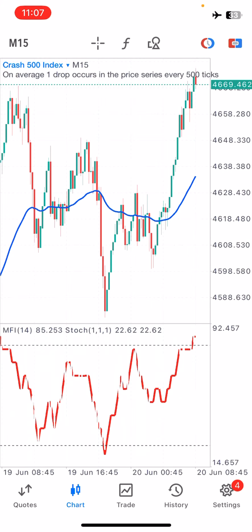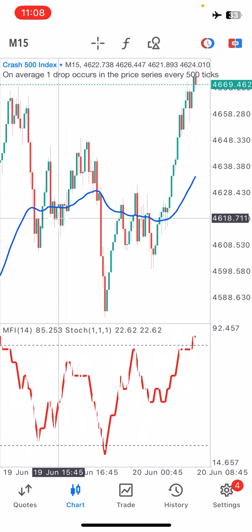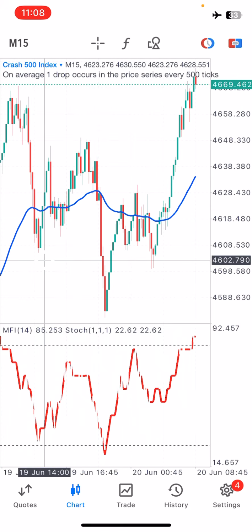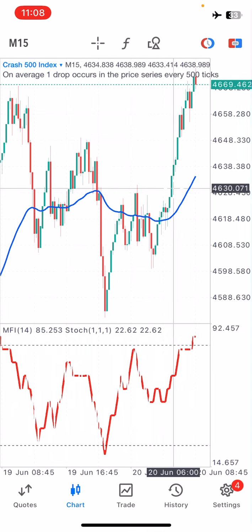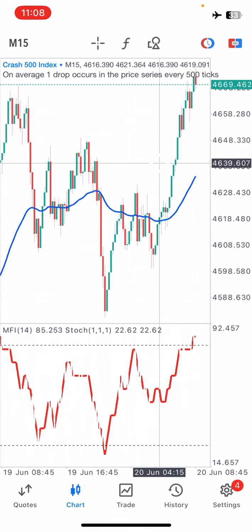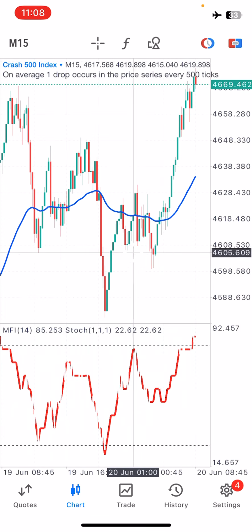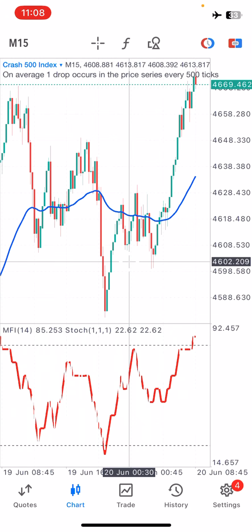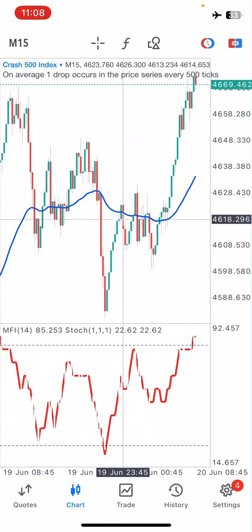Okay, so the trick is you need to know your trend, and this is why this blue line is here. The reason why we installed the blue line is for you to know your trend very easily. When your candlesticks are above the blue line, you are in an uptrend. And when your candlesticks are below the blue line, you are in a downtrend. This is the only use for the blue line right here.